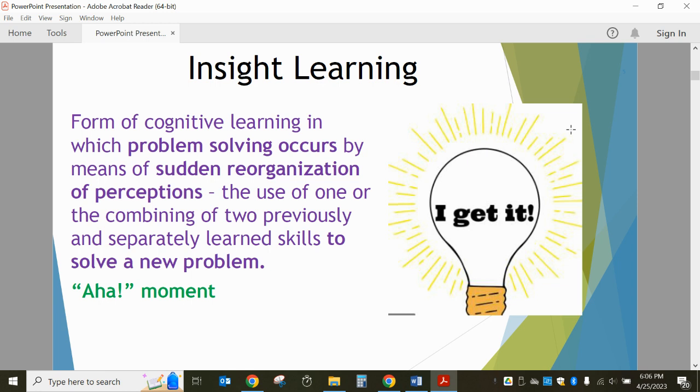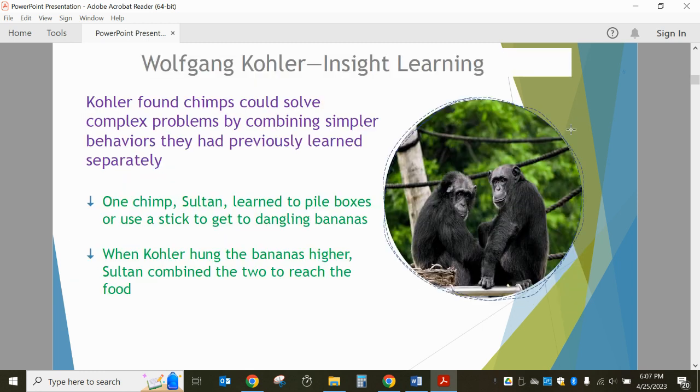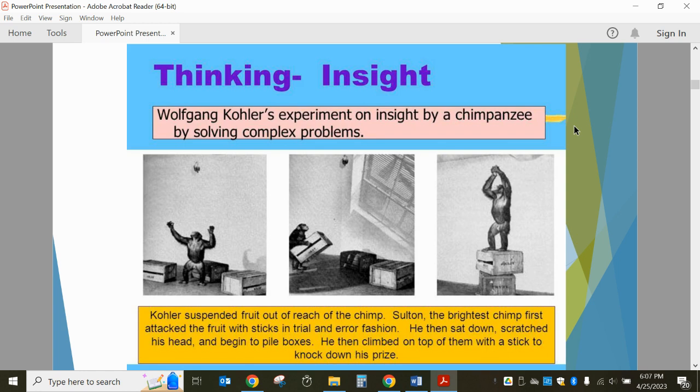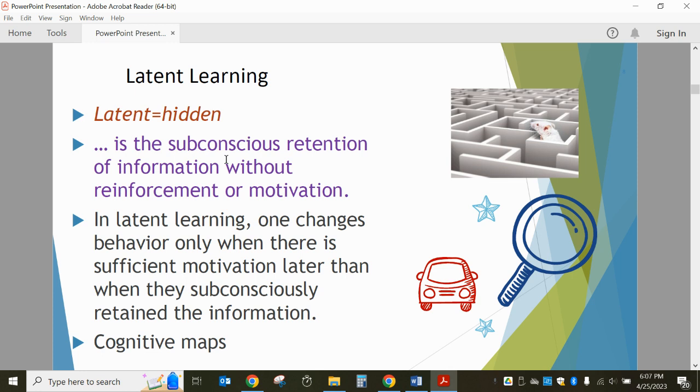Insight learning is when we have that sudden aha moment where we reorganize our information in our brain in a new way to solve a problem. Wolfgang Kohler studied insight learning in chimps. He piled boxes in their cage, and there were bananas, and they had to figure out that if you stacked the boxes, you could reach the bananas. And they solved those problems. That aha moment where they figured out how to stack the boxes was known as insight.